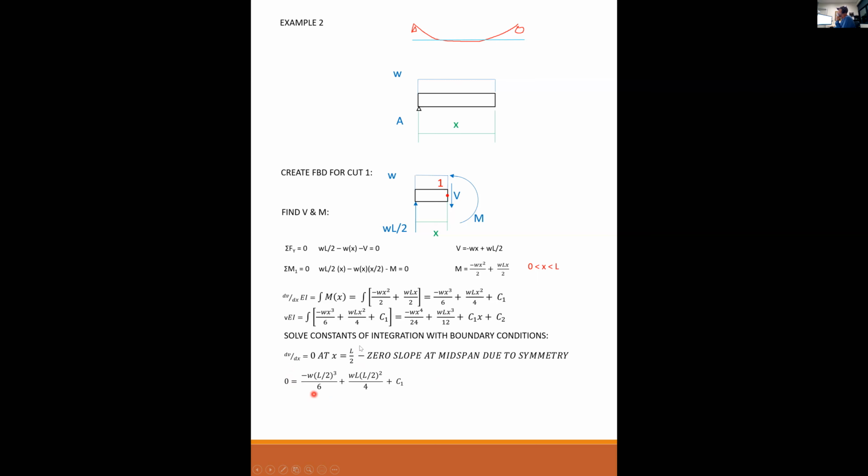So then what I do is I go to this equation, I plug in zero for my slope, EI disappears with the zero, and I plug in L over two for the x cubed and x squared here, and I simplify, then I solve for C1. C1 is minus WL to the third over 24. That's just solving this equation here equal to zero.